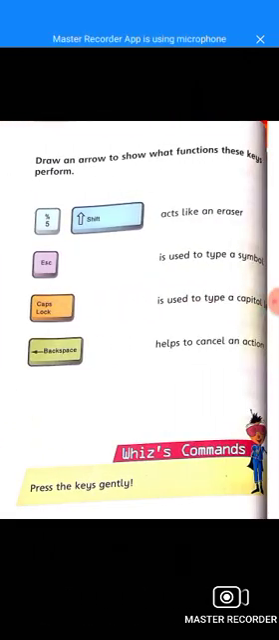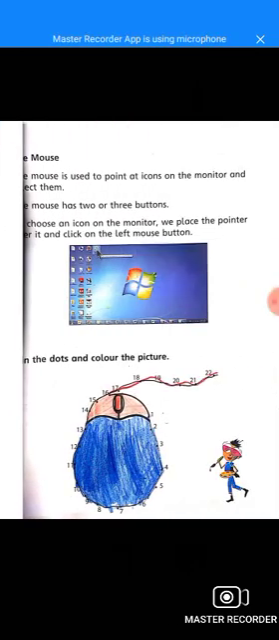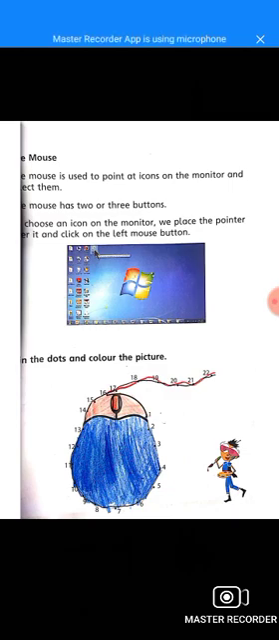Now recall all the functions of the keys and relate them with their functions. X like eraser, backspace is used to type a symbol, shift key along with number, and is used to type a capital letter. Caps lock helps to cancel an action. Escape key. What is with command? Press the key gently.